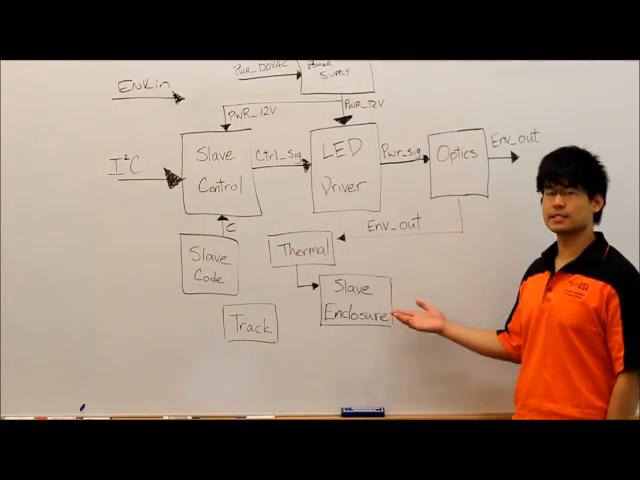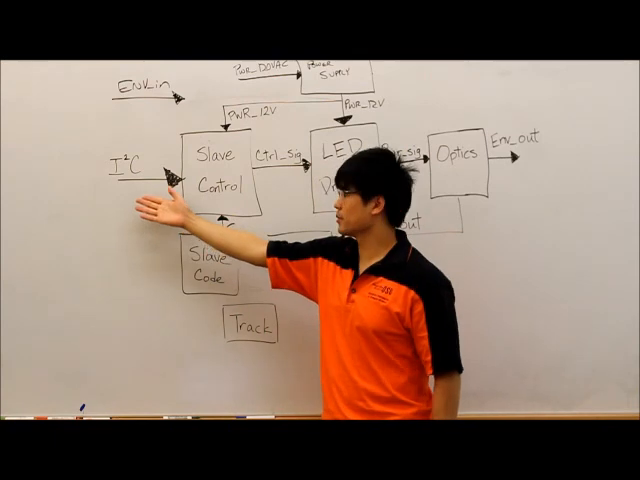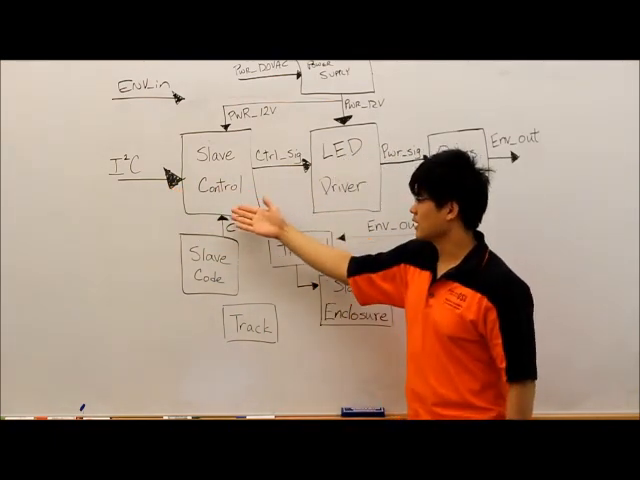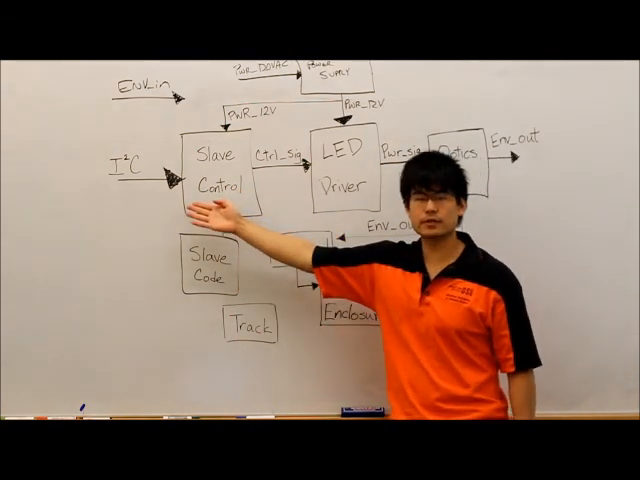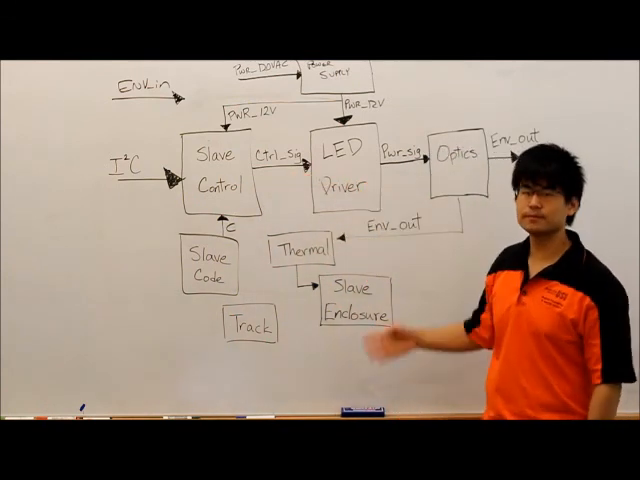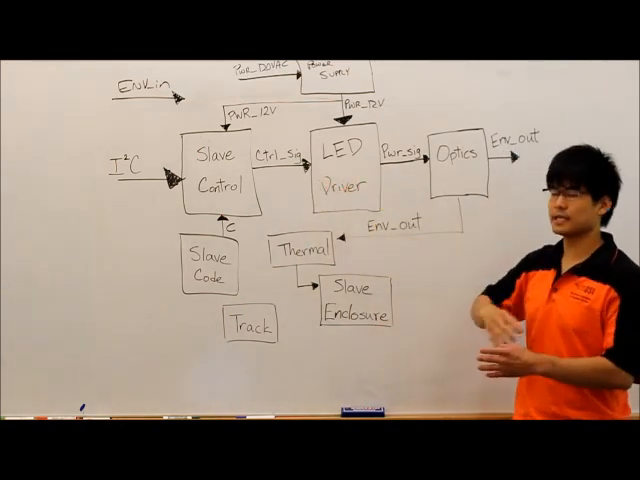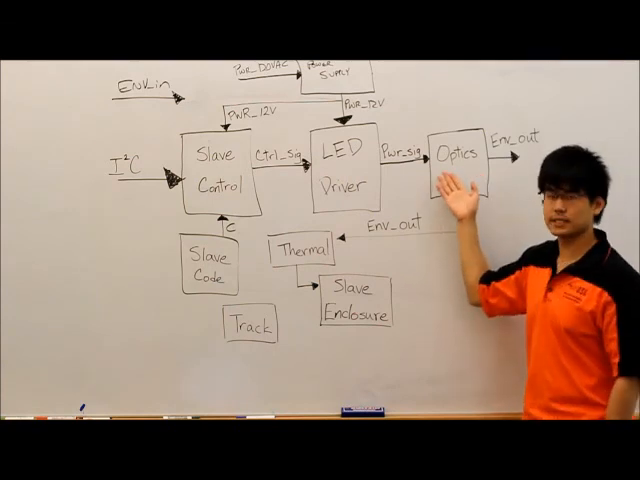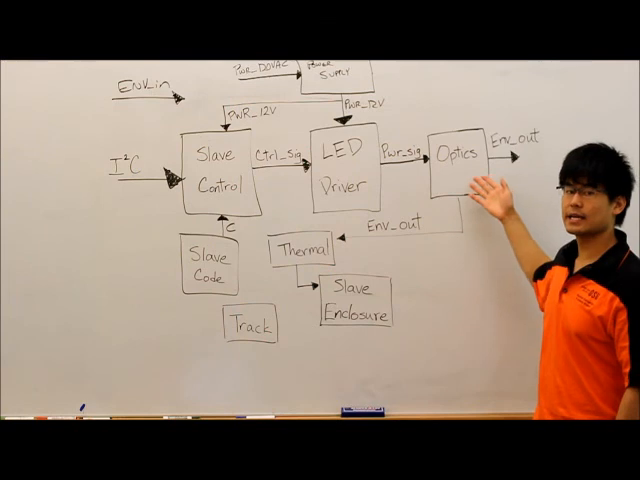Now I'm going to talk about the slave module. We're going to get an I2C signal coming from the master module going to a slave controller, which will be an Atmel microcontroller. We're going to need slave code to properly interpret the I2C signal into the proper control signal for our LED driver. Our LED driver is going to take that control signal and amplify it into a usable power signal for our optics. Our optics can include LEDs, which will give out heat and light.